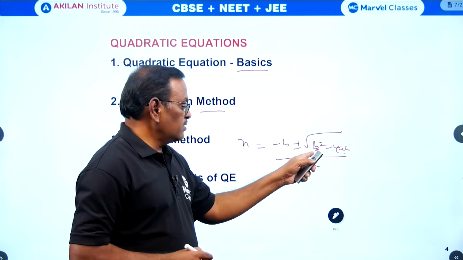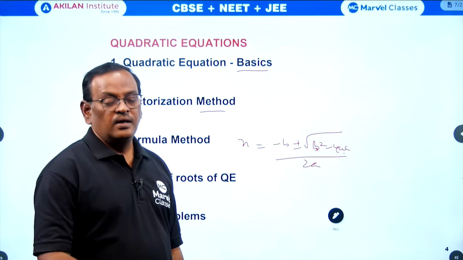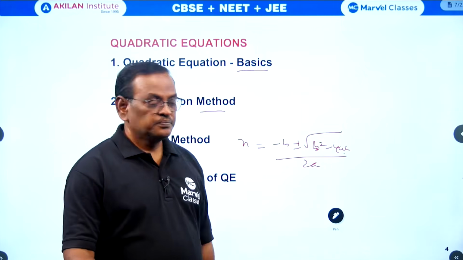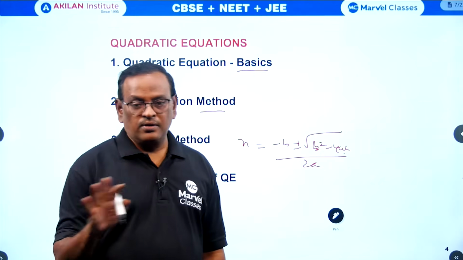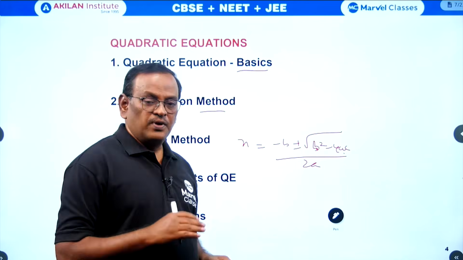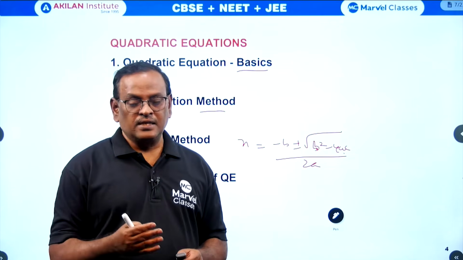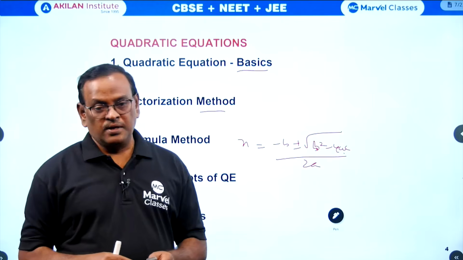And very important advice: find the value of the discriminant and then substitute here. Whenever a problem is given, if a method is mentioned, you have to follow it. Otherwise, always follow the factorization method. If it takes time, then apply the formula method.